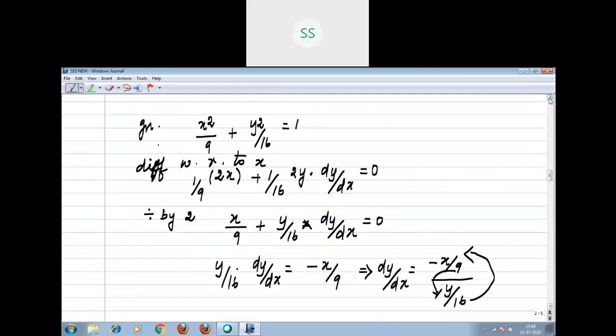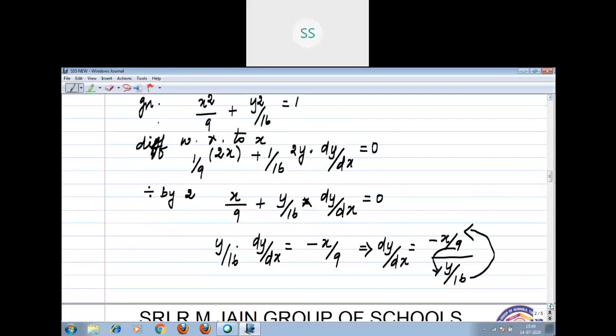Now we are differentiating with respect to x on both the sides. What you will get? When you differentiate x square, you get 2x. 1 by 9 is a constant, so it will come as such. Plus y square, when you differentiate, you get 2y, and differentiating y with respect to x means dy by dx. The right hand side becomes 0. The 1 by 16 as such will come, because whenever a constant is under multiplication, it won't be affected after differentiating also.